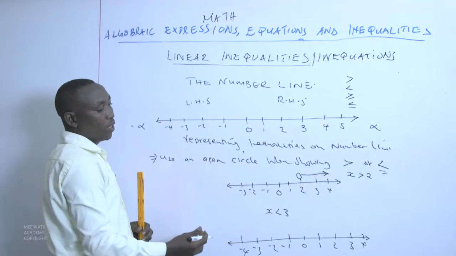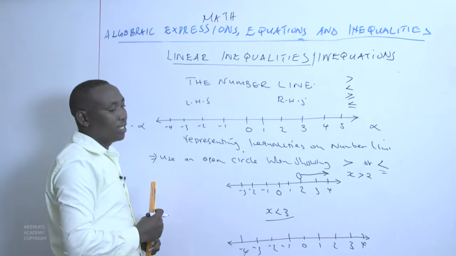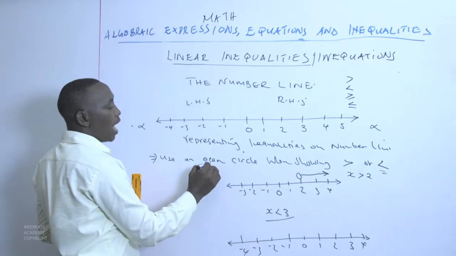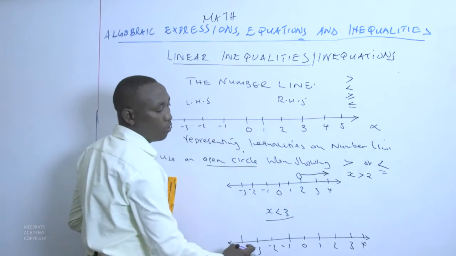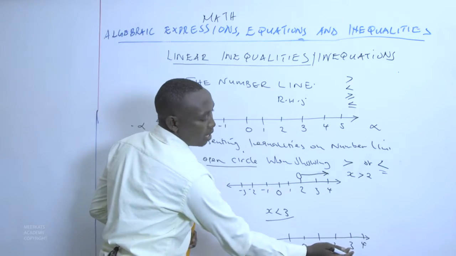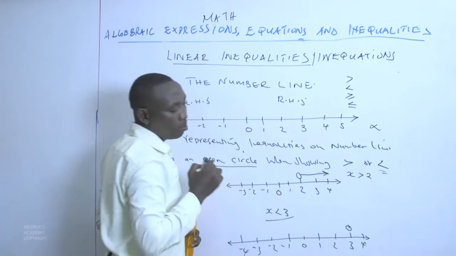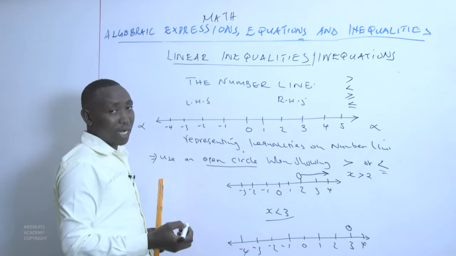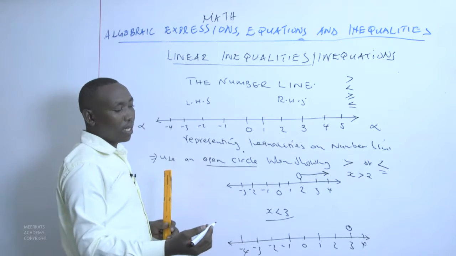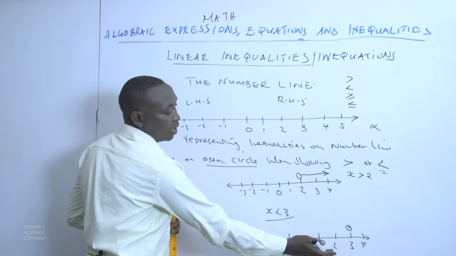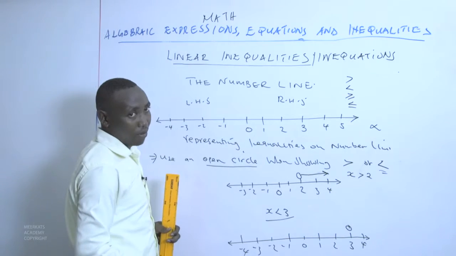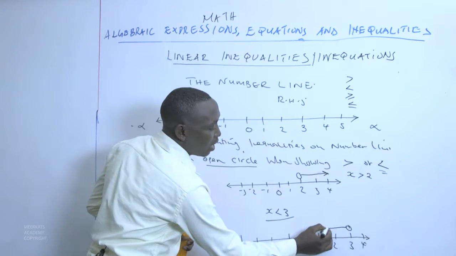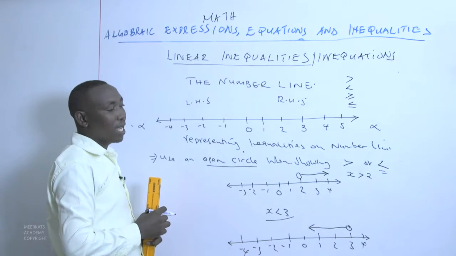Now we have been told to indicate where x is less than 3. Again, because it is less than, we are going to use an open circle. So we look for 3 on the number line, we locate 3 there, you put an open circle. We have been told that x is less than 3. That means x can be any value less than 3. It can be 2, it can be 1, it can be 0. That means we are going towards the left-hand side. Therefore, we draw our arrow to point to the left-hand side.